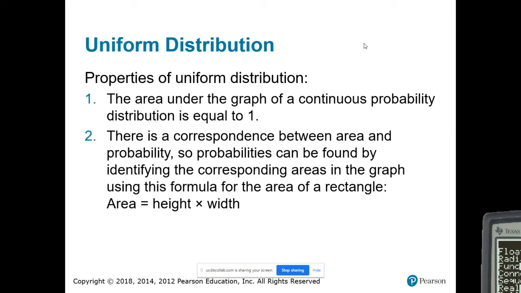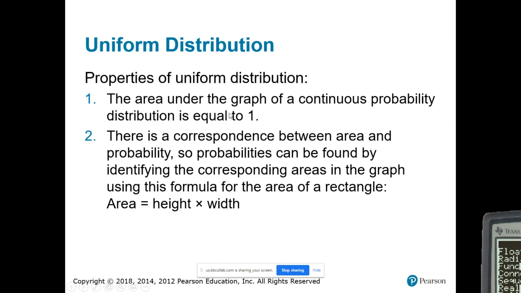The uniform distribution deals with the area of a continuous probability distribution, and that has to equal 1. Okay. From this point going forward, I want you to know that area and probability are one and the same. So if we're looking at probability distributions and we're asked to find the area, we're also asked to find probability. If you're looking at a probability distribution and you're asked to find the probability, that's also the same thing as the area.